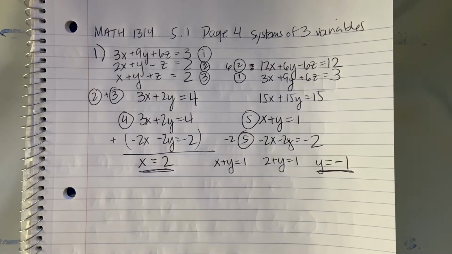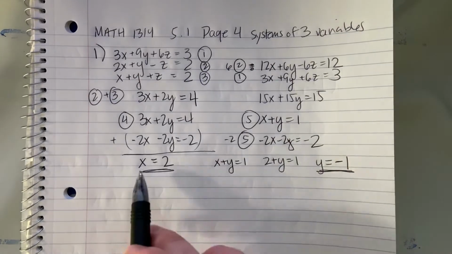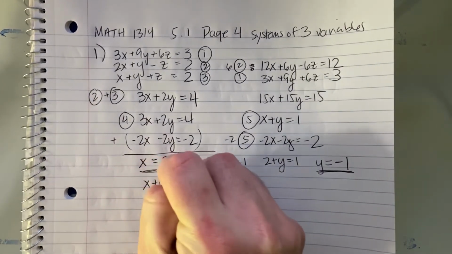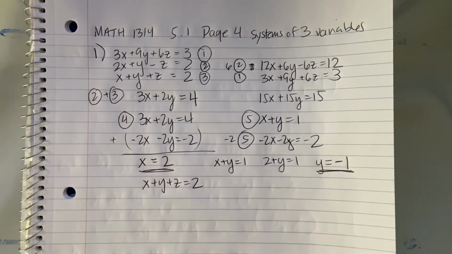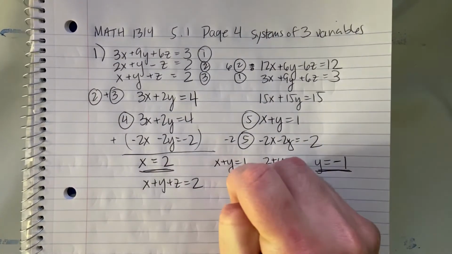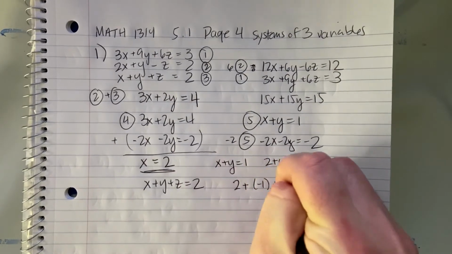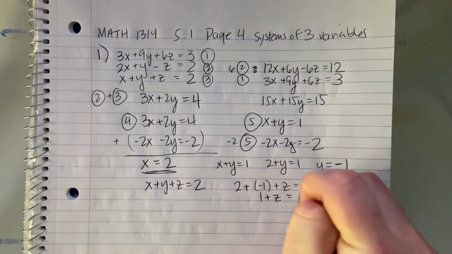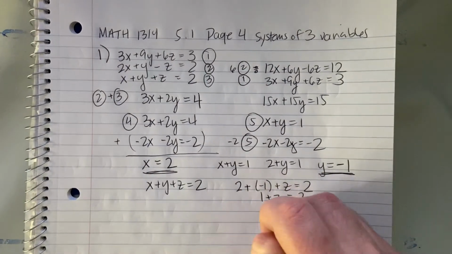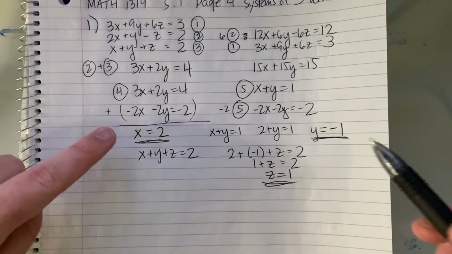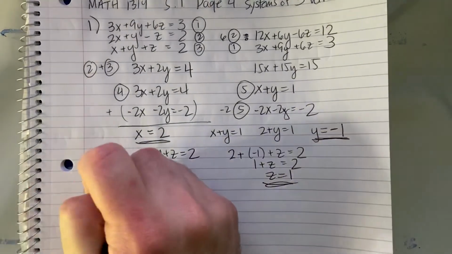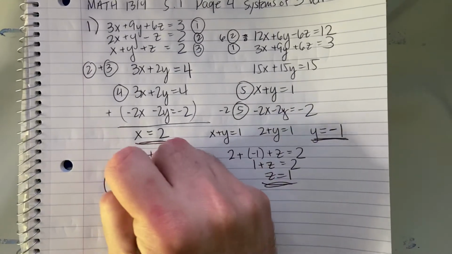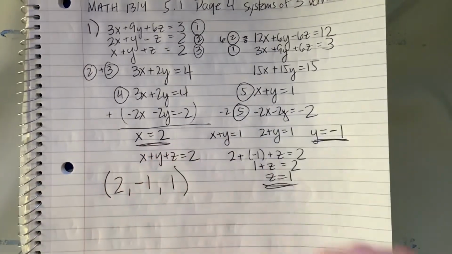And lastly, I can take both of these and figure out something for z. So x plus y plus z equals 2. If I plug x and y in, z will be the only one left. 2 plus negative 1 plus z equals 2. That's 1 plus z equals 2, so z is 1. What does that mean? I have a solution for x, for y, for z. So just like before, I put it in an ordered pair, but I have now 3 numbers in my ordered pair.